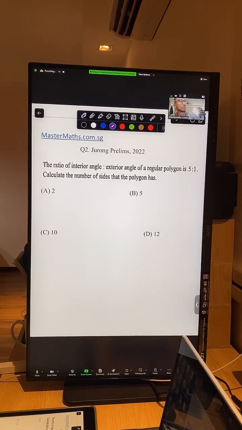Okay, so option A, two sides. I don't think that's possible. How can a polygon have 2 sides? B, 5 sides. So 5 sides would make it a pentagon. C is 10 sides. That's a decagon if I'm not mistaken. And D is 12 sides. I'm not sure what you call a polygon with 12 sides. So obviously the answer cannot be A. Is it going to be B, C or D? Okay, maybe you guys give it a try and then we'll go through the question in about 5 minutes time.